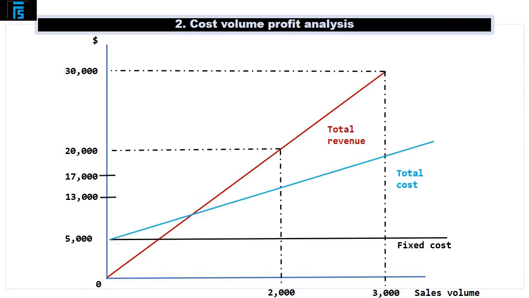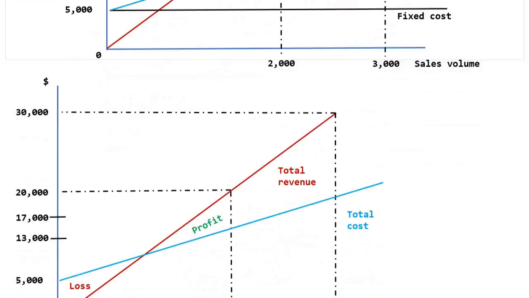Let's say the fixed costs are $5,000. If the variable cost per unit is $4, then we can add on a further $8,000 at a sales volume of 2,000 units, and a further $12,000 at a sales volume of 3,000 units. This gives a total cost of $13,000 at 2,000 units and $17,000 at 3,000 units. These points can be plotted on the graph to create the total cost line. Notice that the total cost line does not start at 0 but at the fixed cost of $5,000.